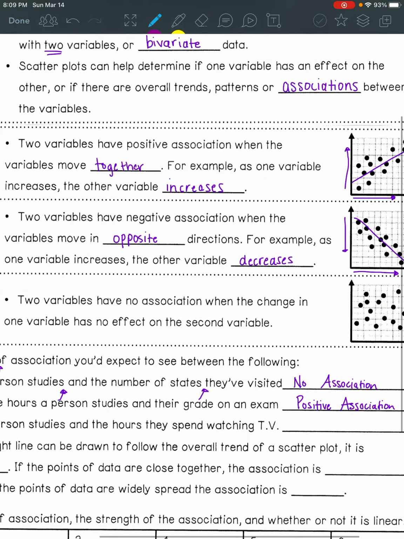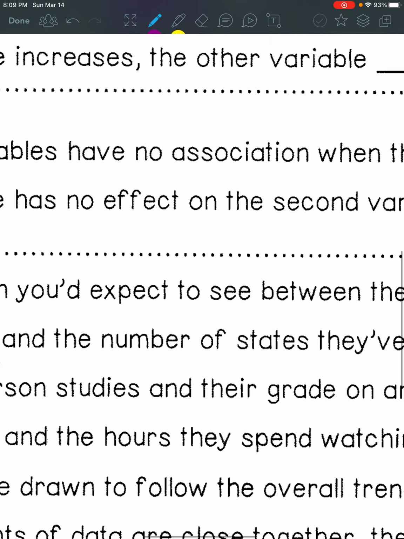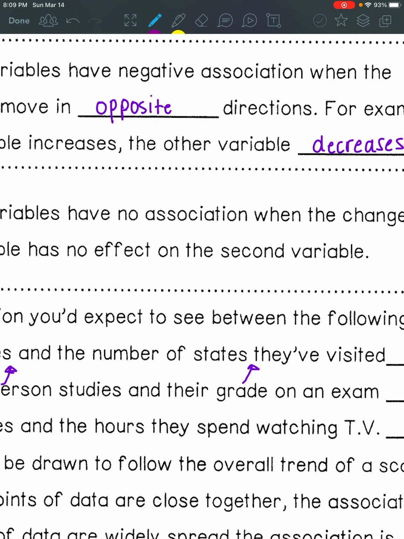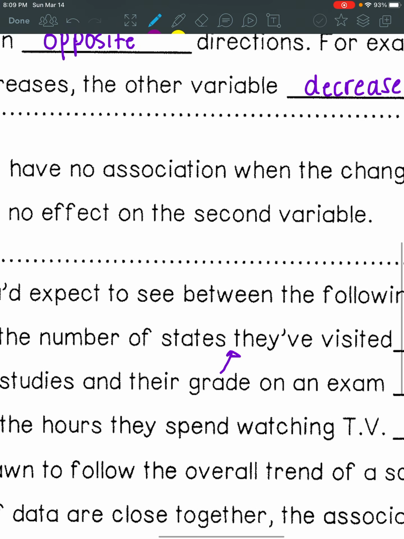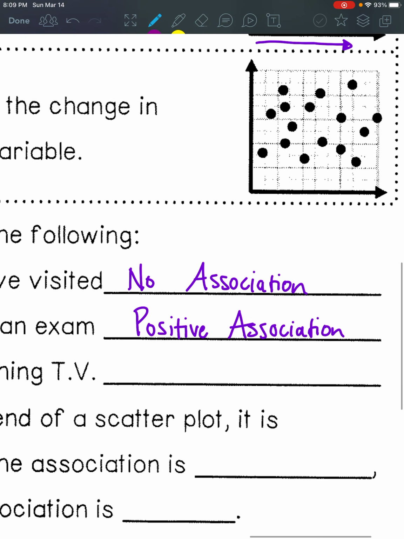And then the last example we have here. The hours a person studies, so again, same thing. The more you study, and the hours they spend watching TV. Well, think about it. If you're spending hours studying, hopefully you're not watching TV, so the hours that you're spending watching TV is going down. It's less. So those are going in opposite directions. As one increases, the other one decreases. So this would be an example of a negative association.